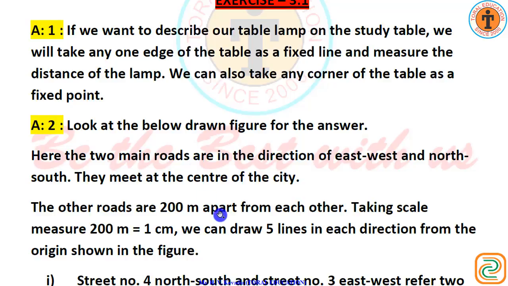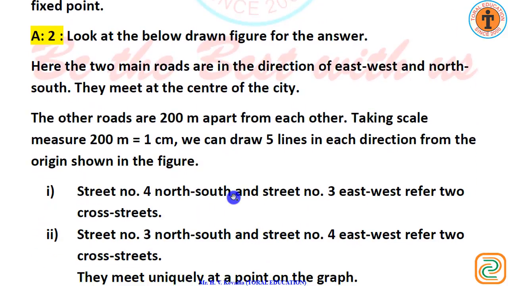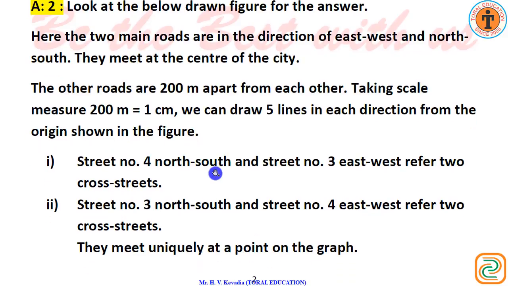Now, the other roads. First, here the two main roads are in the direction of east-west and north-south. They meet at the center of the city, that is, the origin is at the center. The roads are 200 meters apart from each other. Taking the scale measure, 200 meters equals 1 centimeter, we can draw 5 lines in each direction from the origin as shown in the figure. Here is the figure I have drawn.